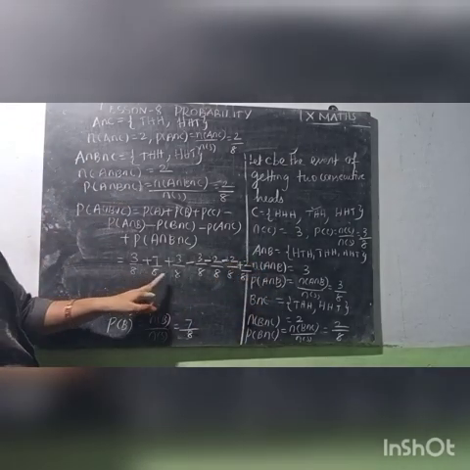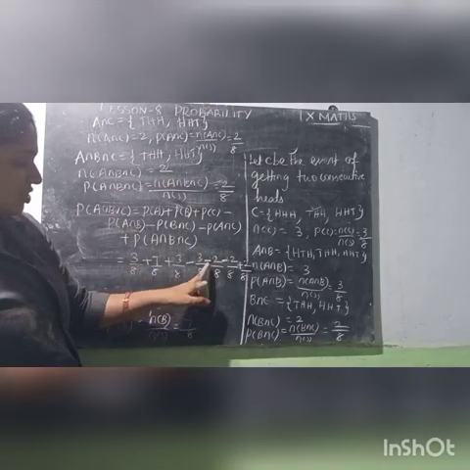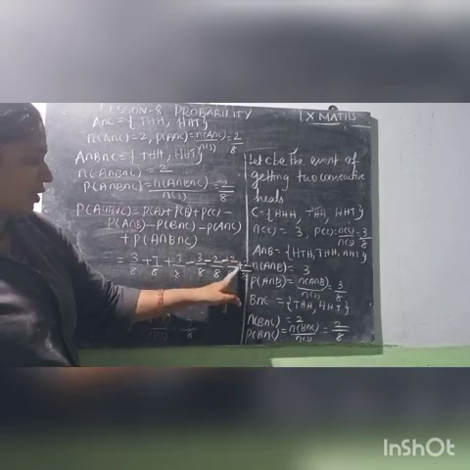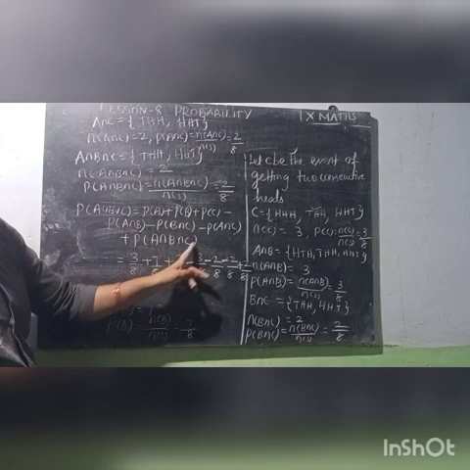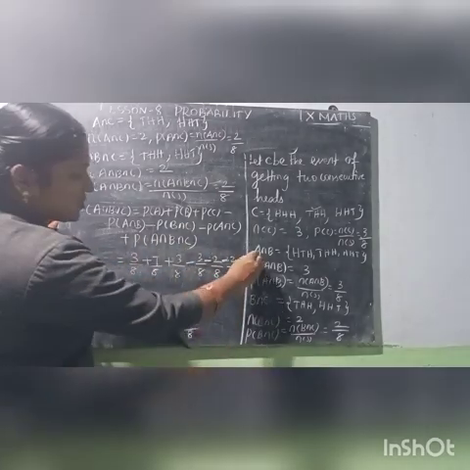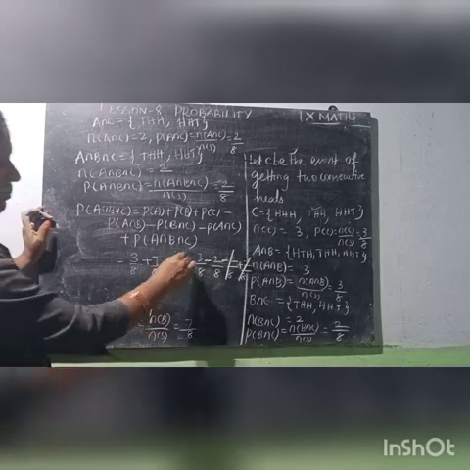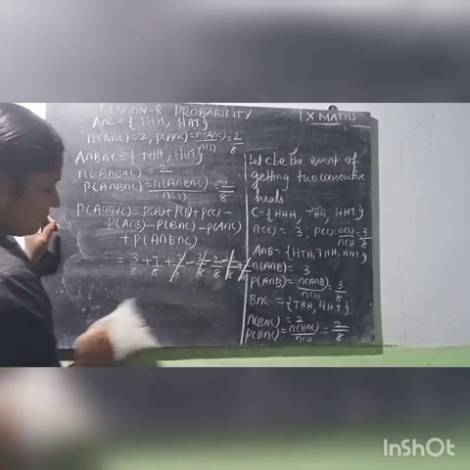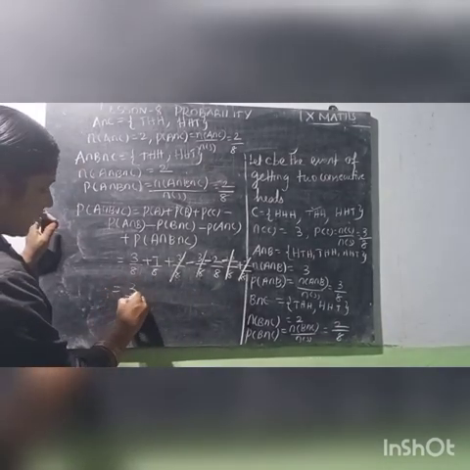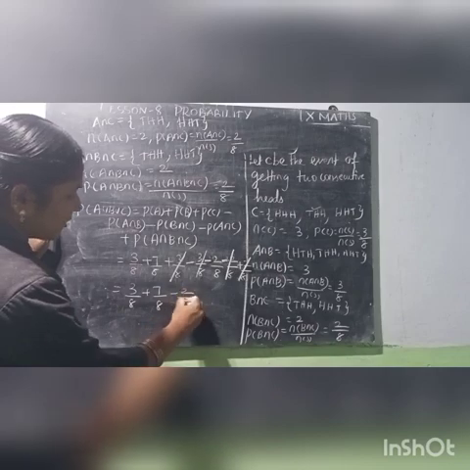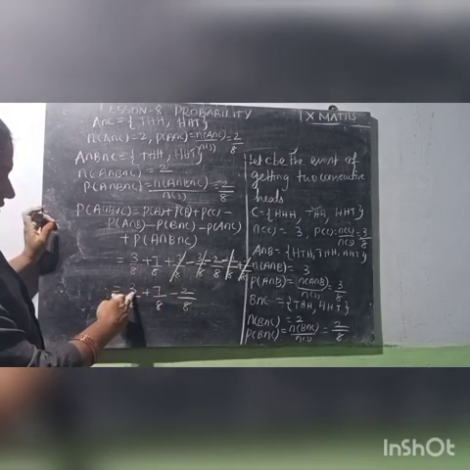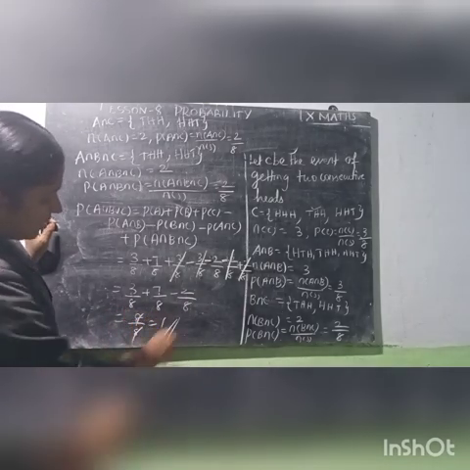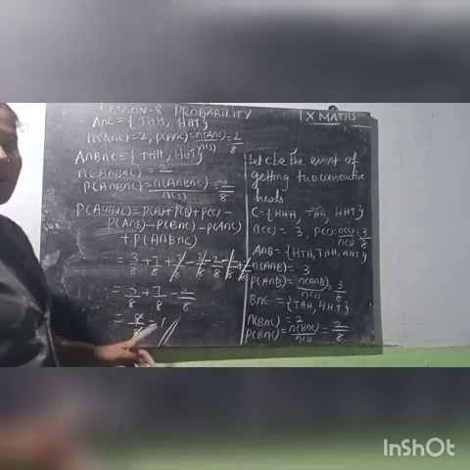Plus 2 by 8 minus 2 by 8 cancel, plus 3 by 8 minus 3 by 8 cancel, then the remaining values are 7 by 8 plus 3 by 8 minus 2 by 8, all with the same denominator. So 7 plus 3 is 10, 10 minus 2 is 8, so 8 by 8. If we cancel, we will get 1. So the probability value is now 1.